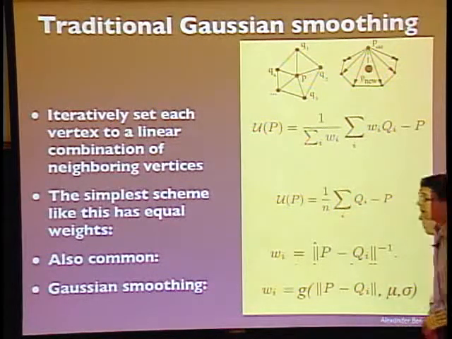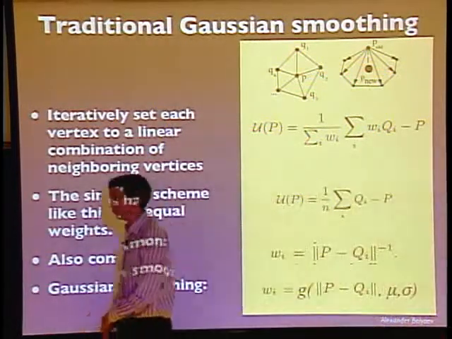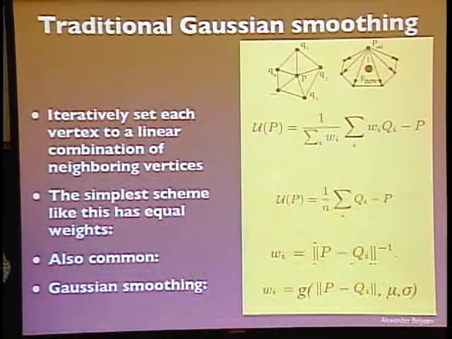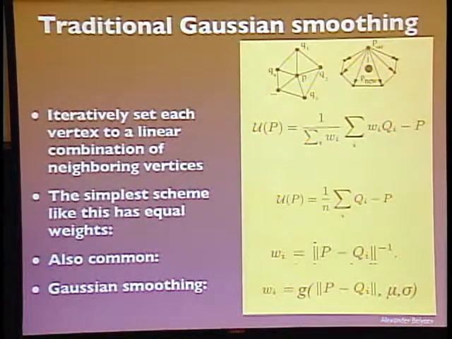But the basic idea, or the intuition, should be simple, which is that if a point is poking up out of the rest of the surface, you try to push it back down into the rest of the surface by finding a weighted combination of the positions of its neighbors around it. Okay?